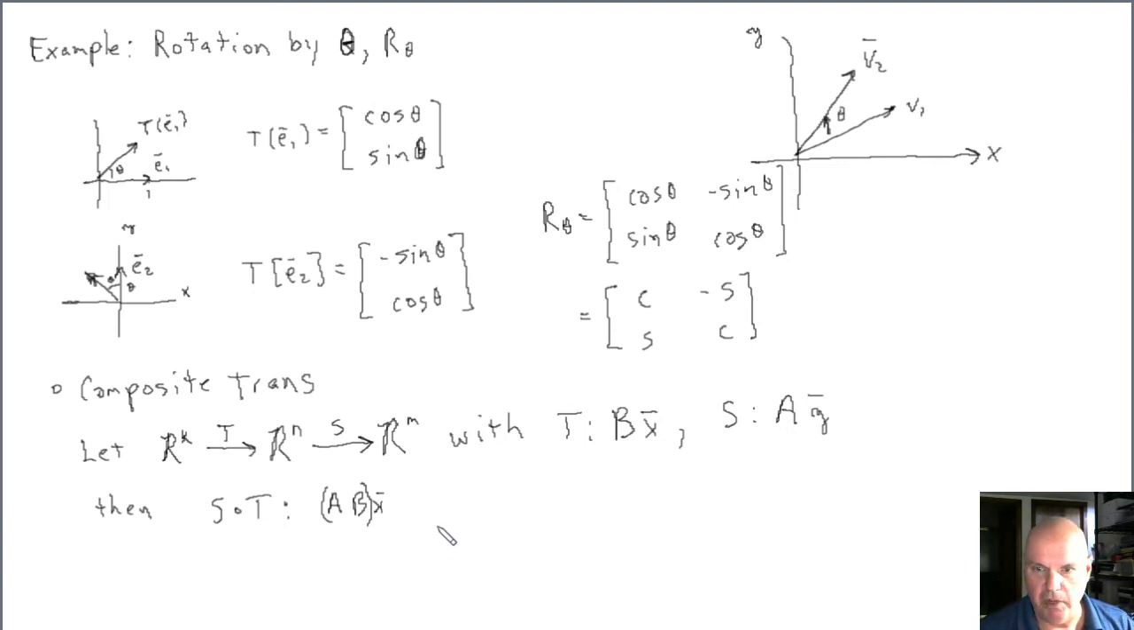So the corresponding matrix of the composite transformation is the product of the individual transformations. The order is important here. So it's left multiplication first by the matrix corresponding to the first transformation, then left multiplication again by the matrix corresponding to the second transformation. This is a really powerful concept. In particular, it can greatly simplify finding these corresponding matrices of linear transformations.